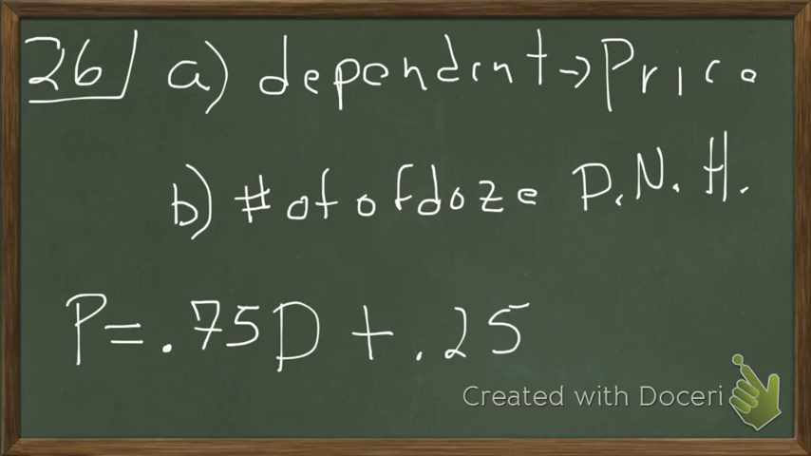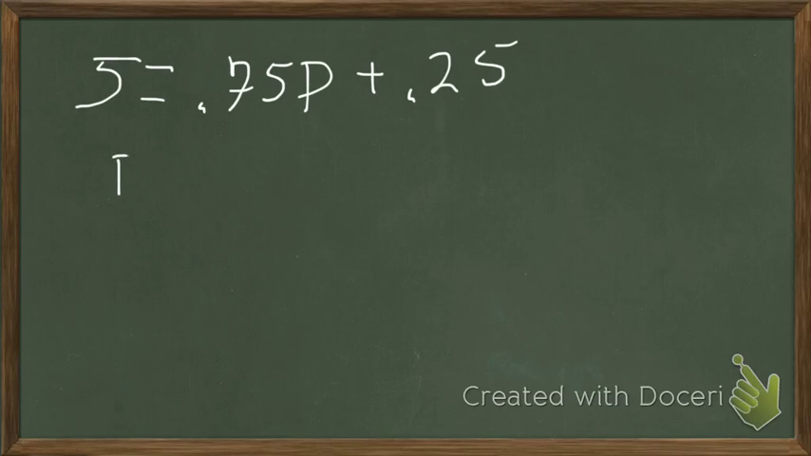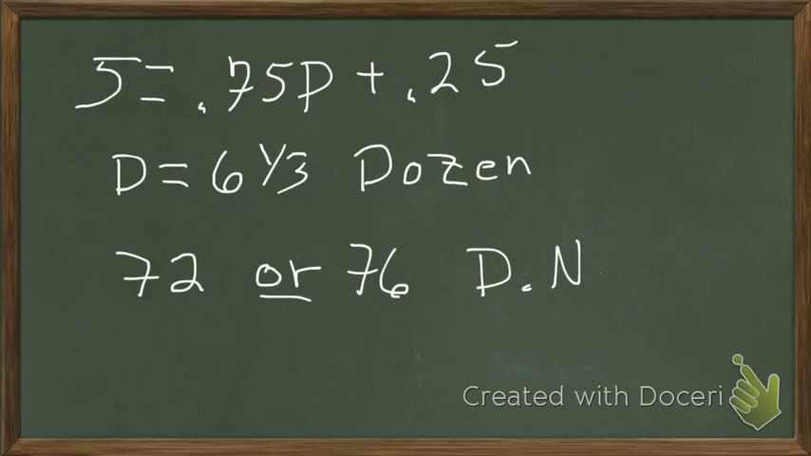Now, part C says you just got a call from your teacher to stop by Holes R Us and pick up as many donut holes as you can for $5. Can you justify your answer? Well, 5 would equal 0.75D plus 0.25. And when you solve that, I got 6 1/3. Now, if they're willing to sell you a third of a dozen of donut holes, you could get 6 1/3 dozen. Otherwise, you could only get 6 dozen, so therefore you could get 72 or 76 donut holes. Okay. All right.